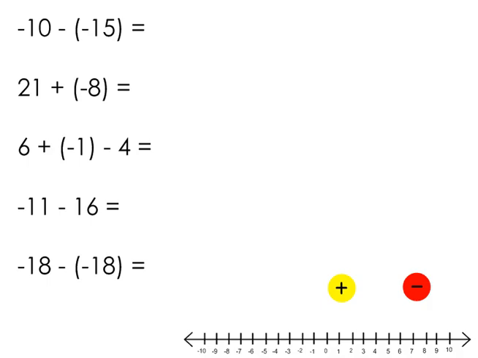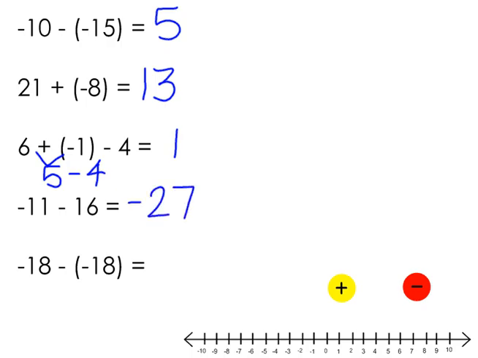All right, the first one you should have ended at +5. The second one, the correct answer is +13. The third one, we'll do 6 plus -1 first, which is 5. And 5 minus 4 is 1. Next, -11 minus 16 is going to end up at -27. And the final one is going to end up at 0.